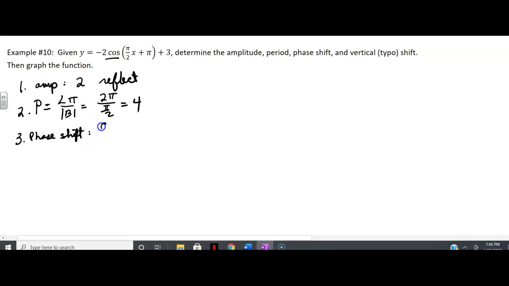It's c over b, and in this case c is negative pi, because it's got the addition sign, so it's negative pi over 2, which is going to equal negative 2. Okay, and then it also has a vertical shift. Let's put this in, so we don't forget about it. It's going to go up 3.